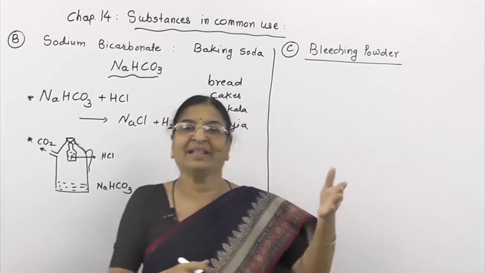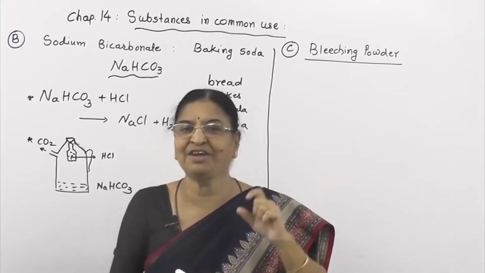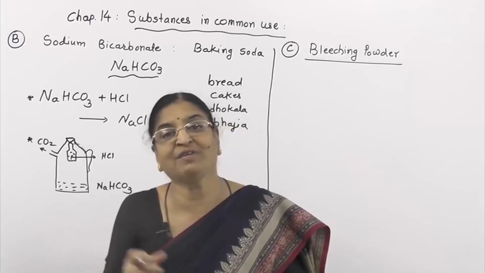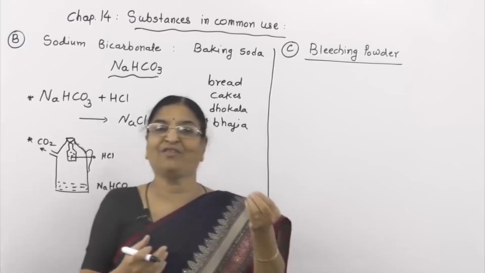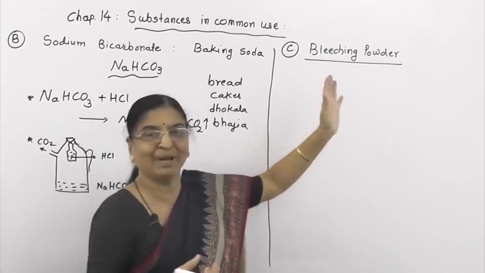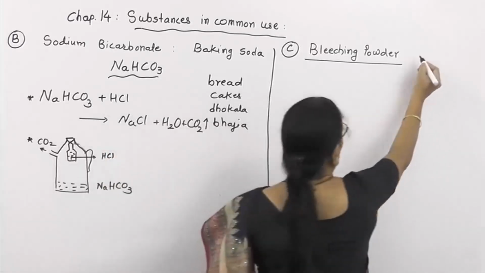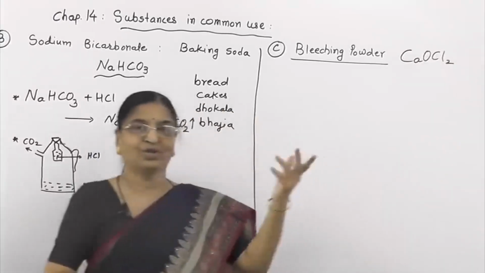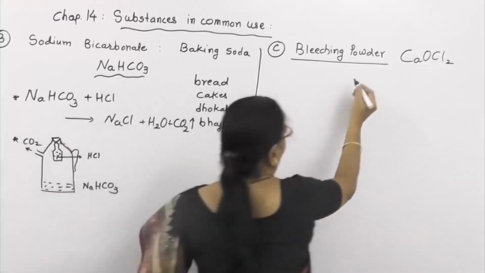You can see that in this rainy season, sometimes our water smells differently, or there is a different smell of the water in your swimming pools. From what does that smell come? It is a smell of chlorine. From where does this chlorine come? From this bleaching powder. So the main constituent of this bleaching powder is chlorine, and it is known as CaOCl2. So what can be the name of it? That is calcium oxychloride.